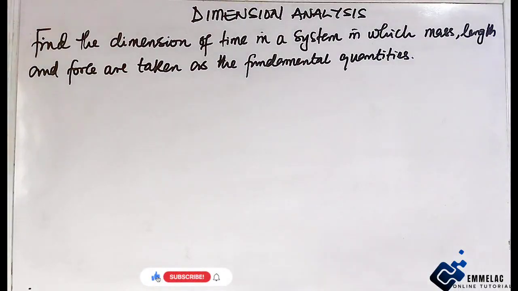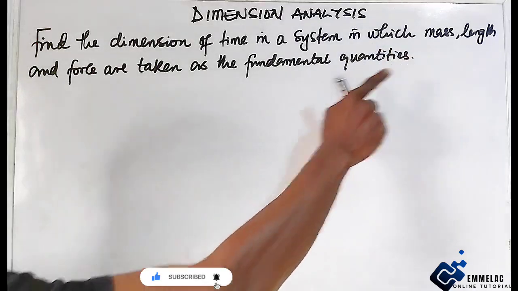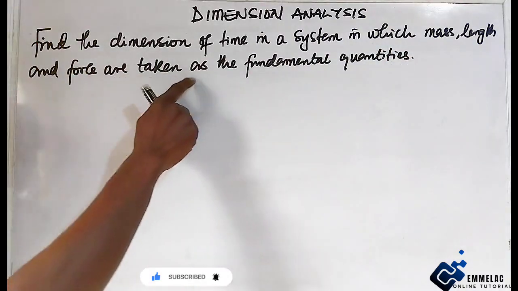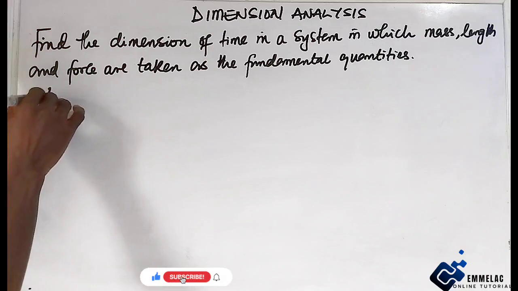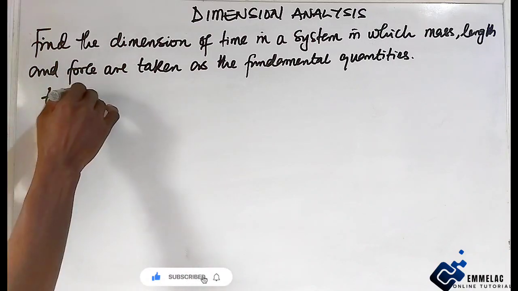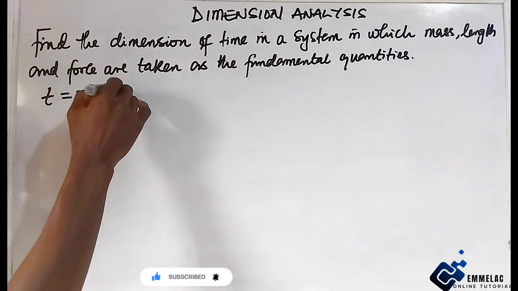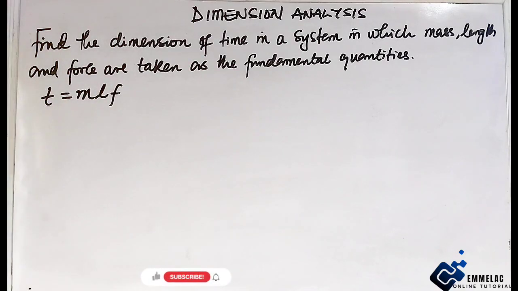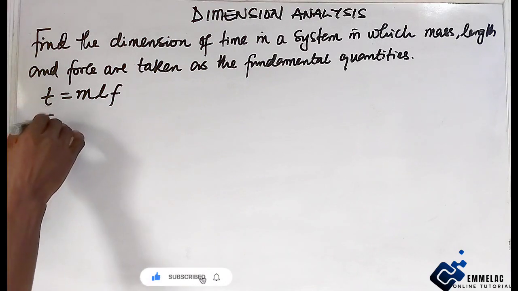Before us is this dimensional analysis question in physics that says: find the dimension of time in a system in which mass, length, and force are taken as the fundamental units. Alright, for us to get started, time, T, equals mass, length, and force. So we can say the dimension of time is T.